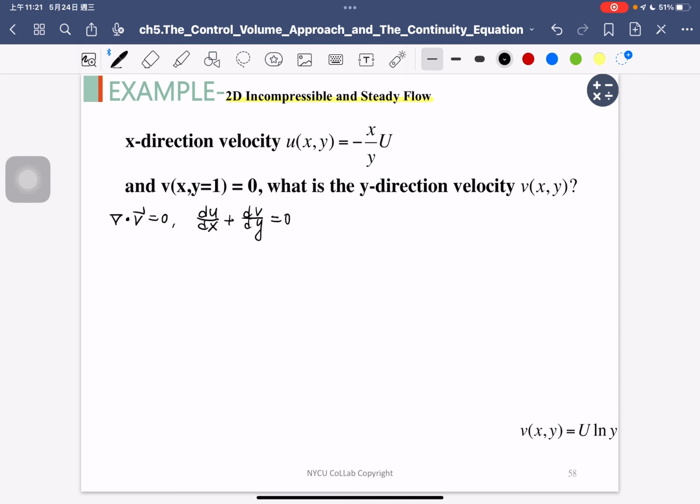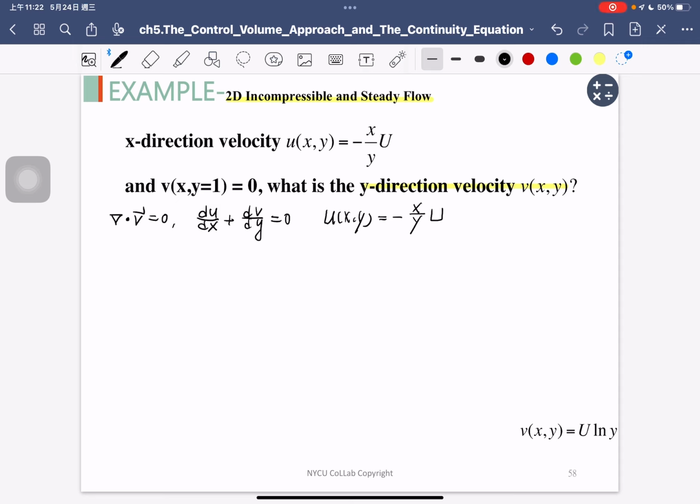Okay, so the question is, can you find the velocity field? If you know the velocity function u of x and y for the 2D flow, so we have x and y, and then this is the minus x and y and the capital U.